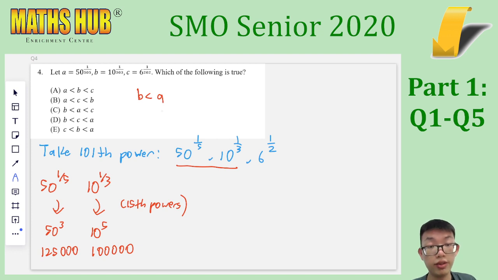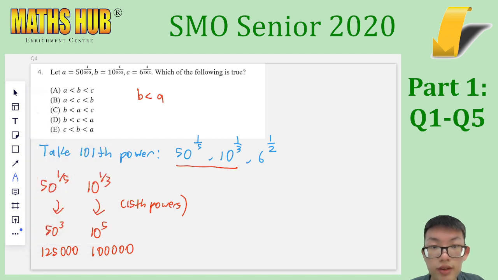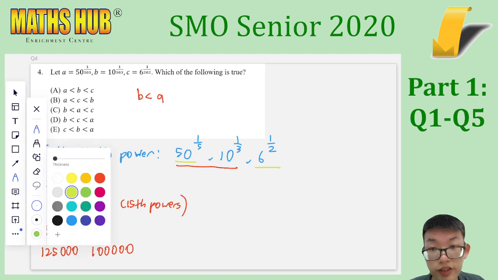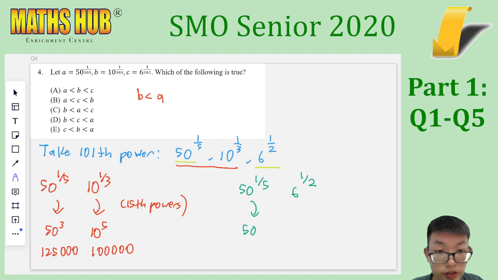So that brings us to 6 to the power of 1/2. We need to compare it to either one, and I'm just going to compare it to the first one, so the first and third this time. So I'll compare the first and third, and instead of raising to the 15th power, this time we raise it to the 10th power. So 50 to the 1/5 to the 10th power is just 50 squared, while 6 to the 1/2 to the 10th power is 6 to the power of 5.